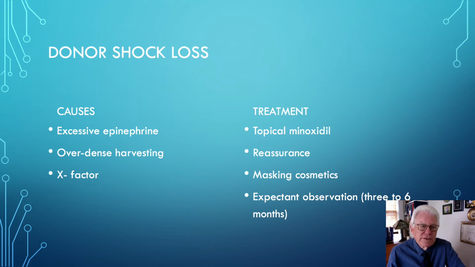What contributes to the development of anagen effluvium? Well, excessive use of high concentrations of epinephrine, overdense harvesting, and some patients will develop it without any clear evidence of what has contributed to it. This is quite unusual, but it can happen.